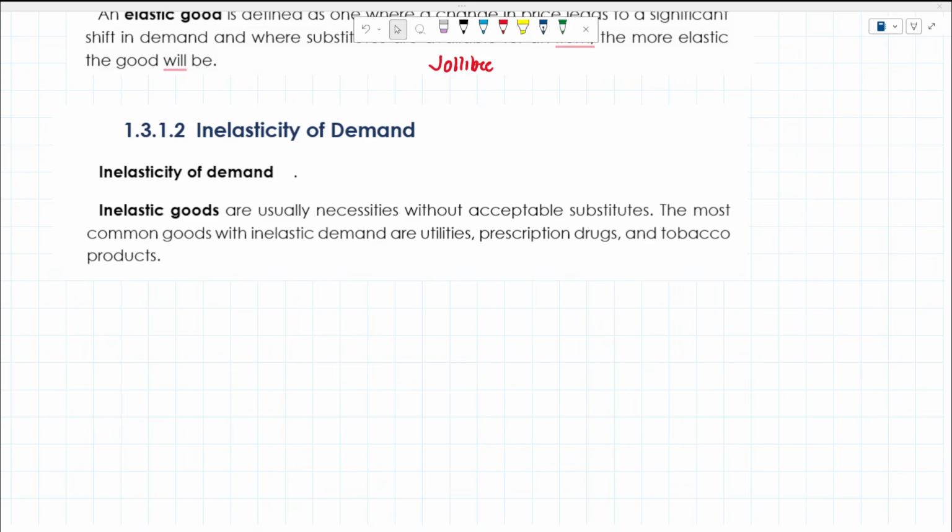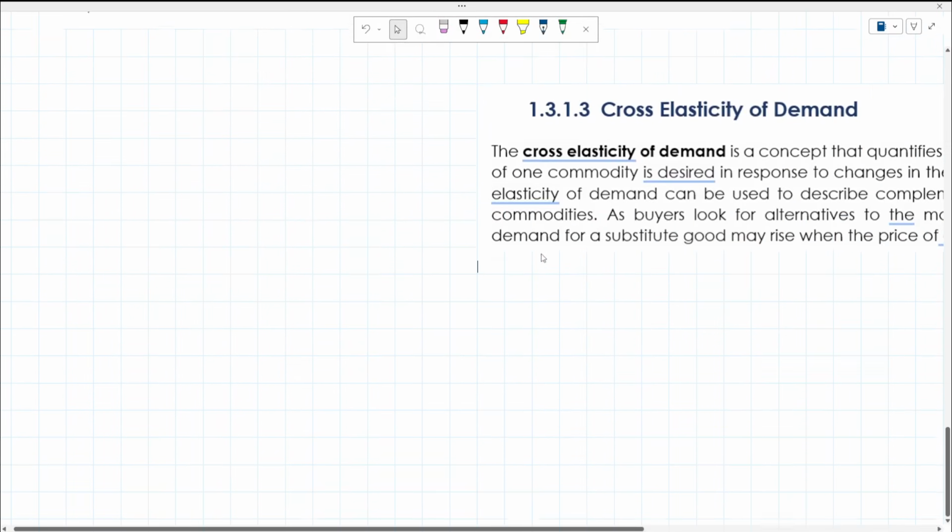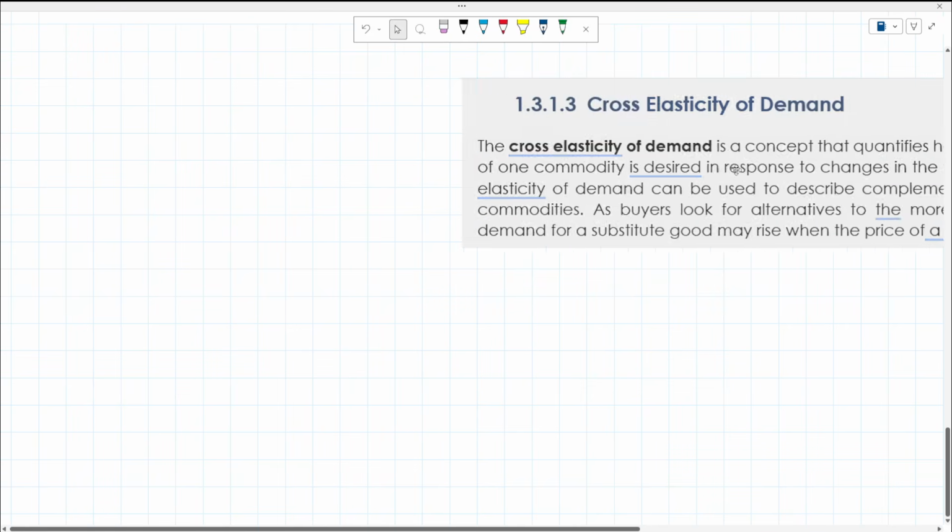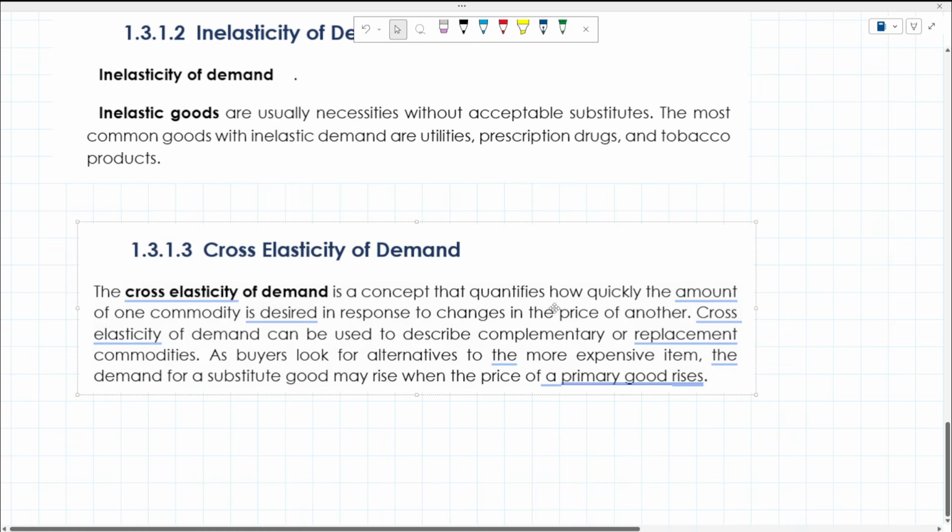We also have what we call the cross elasticity of demand. This is a concept that quantifies how quickly the amount of one commodity desired changes in response to changes in the price of another. This is what I was mentioning earlier, but from the perspective of substitute goods. If the price of the main product changes, consumers will shift to another substitute. That is what we call the cross elasticity of demand.